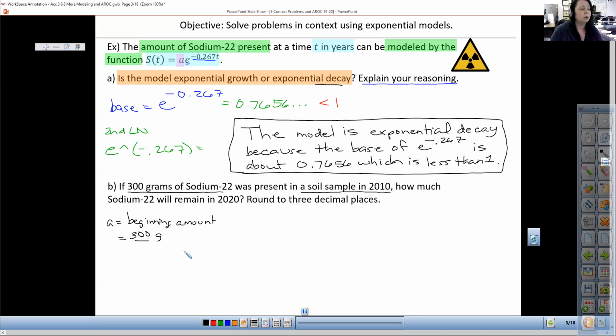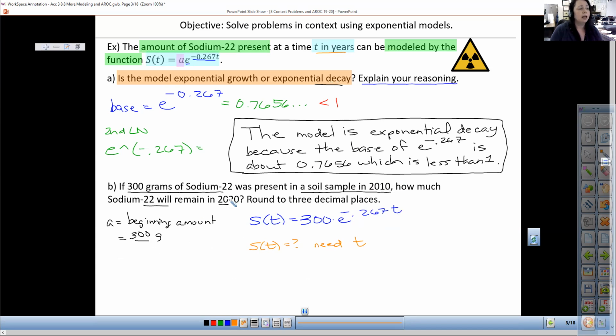So this is 300 grams. And I'm just going to use the 300, of course, but it is in grams, which means that when I go to figure out how much sodium-22 there is in 2020, it will also be in grams. So this basically means my model is now S of t equals 300 times e to the power of negative 0.267t. All right, so I need a value for t. So from this, I also have to understand, okay, I am looking for S of t. So I need a t value. And t is in years.